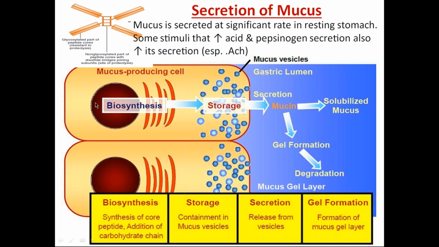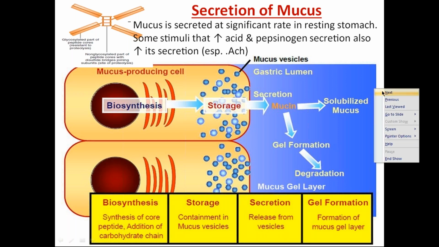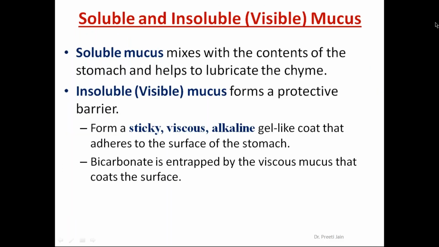You need not go into the details of how the mucus is secreted and synthesized. You have to remember that there are mucus cells present, the surface epithelium cells as well as the mucous neck cells. And the surface epithelium cells form a visible mucus which is a part of your gastric mucosal barrier. Right? So these are the two types of mucus. You have the soluble mucus and you have the insoluble or the visible mucus. Soluble mixes with the contents of the stomach and helps to lubricate the chyme.